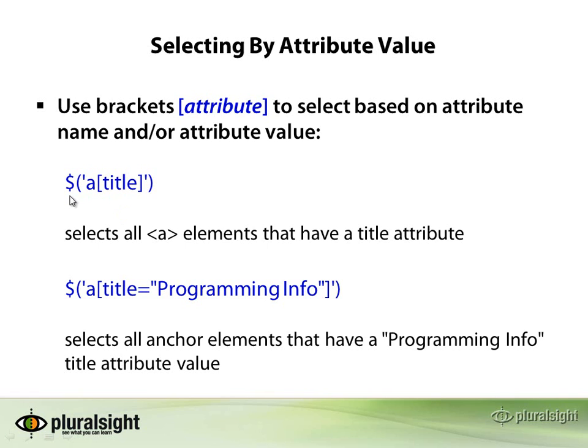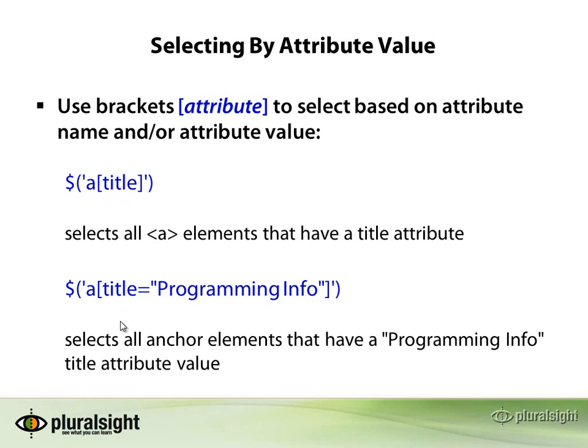So again, jQuery object, call into the selector function. We're going to pass in the tag that we want, but we're going to say where the anchor tag has a title attribute. Now notice it doesn't say where title is equal to something, or has a starts with or ends with value. It just says has a title.